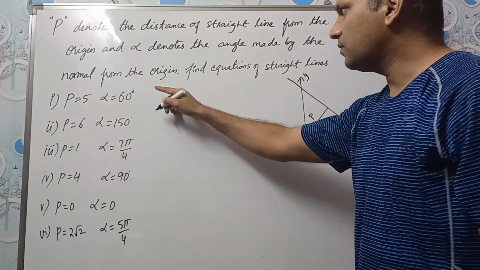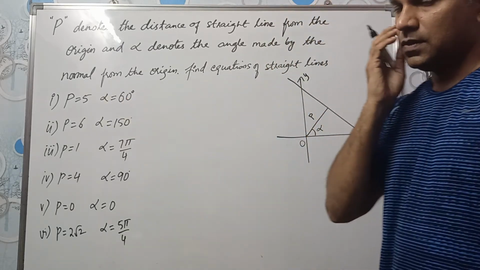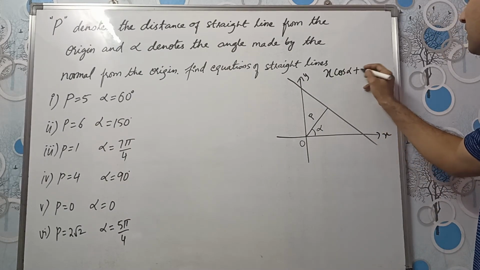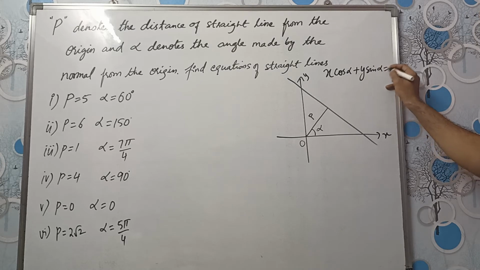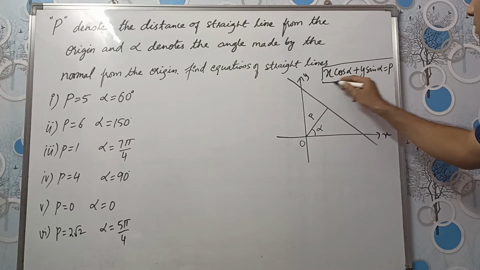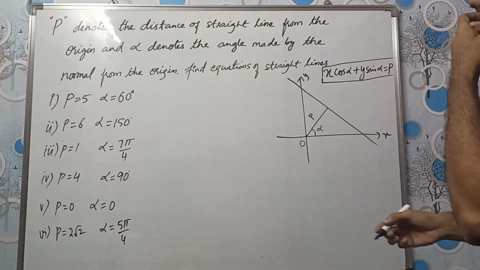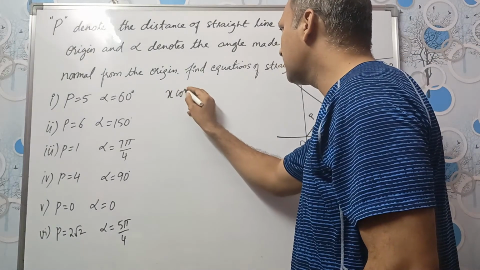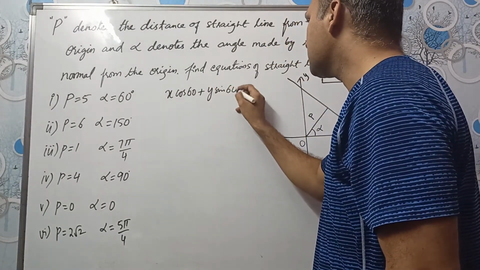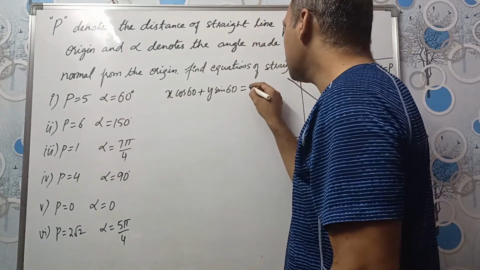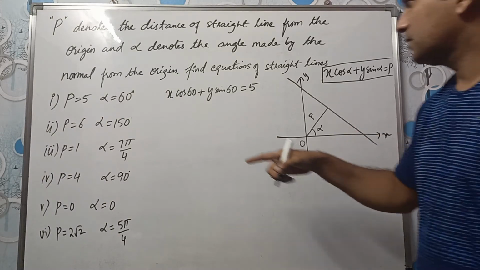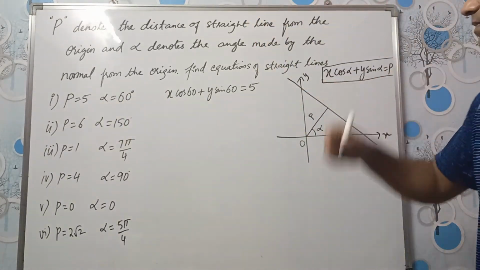See, P is equal to 5 and alpha is equal to 60. What is the normal form? x cos alpha plus y sin alpha is equal to P. Okay, this is the equation of a straight line in normal form. So we have x cos 60 plus y sin 60 is equal to, what is the value of P? It is equal to 5, because P is given as 5.